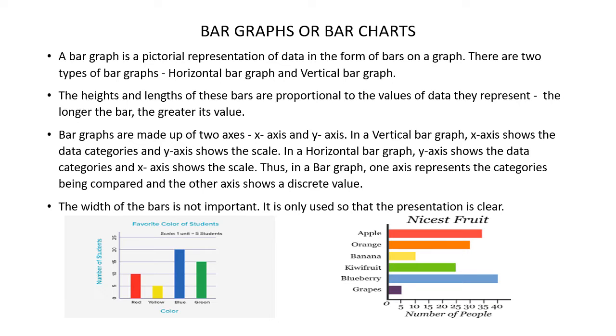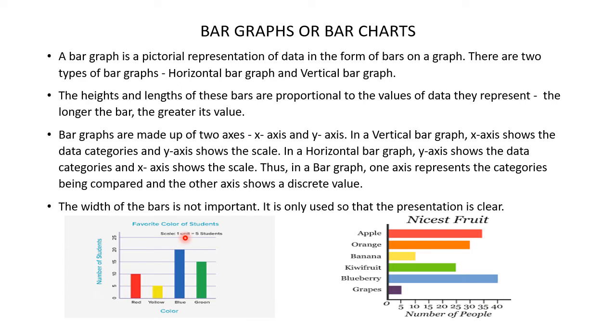So different colors like red, yellow, blue and green are plotted along the x-axis. Now observe here that scale is given. Scale is 1 unit is 5 students. So don't get confused that these are the total number of students. Instead these indicate the units. So now this red color corresponds with 10 units, not 10 students. Red color corresponds with 10 units.